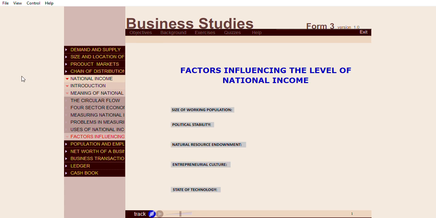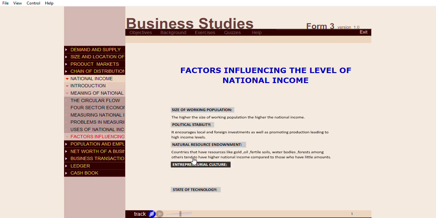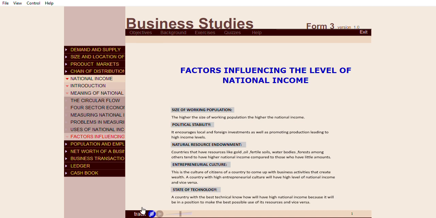Factors influencing the level of national income. The following factors influence the level of national income in an economy. Size of working population. The higher the size of working population, the higher the national income.